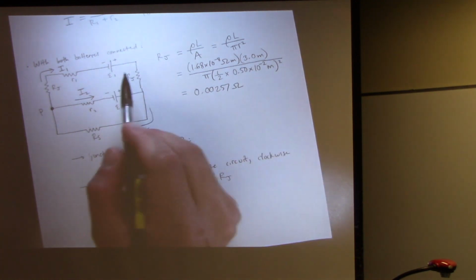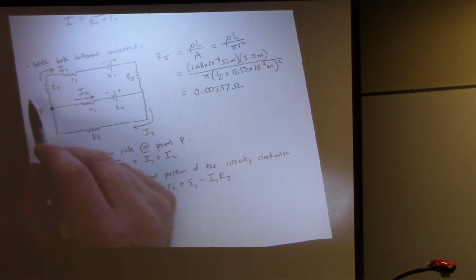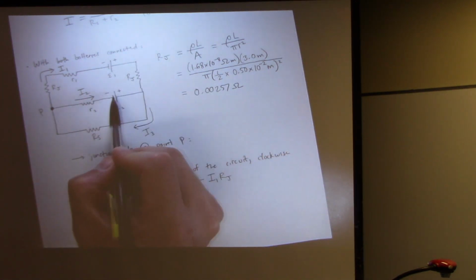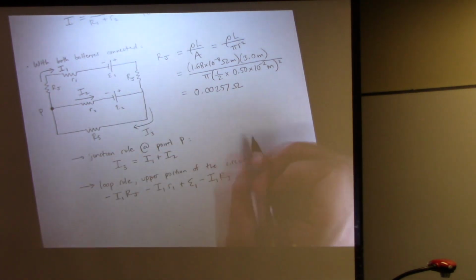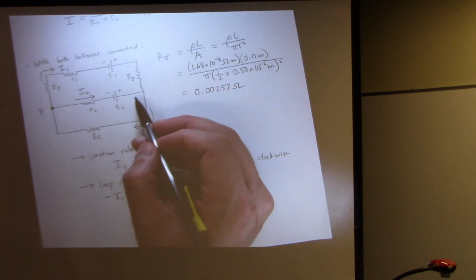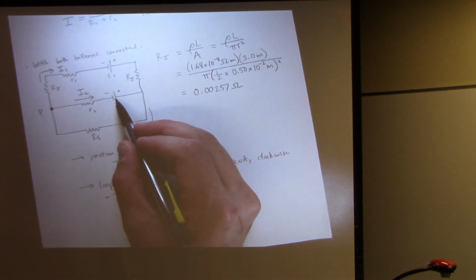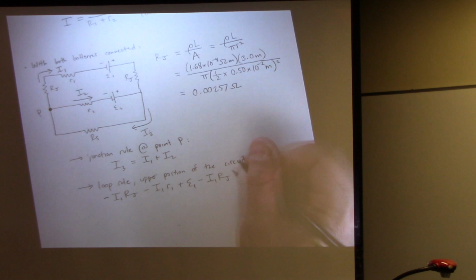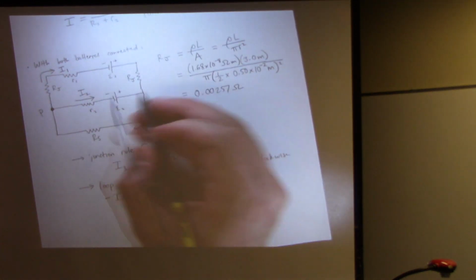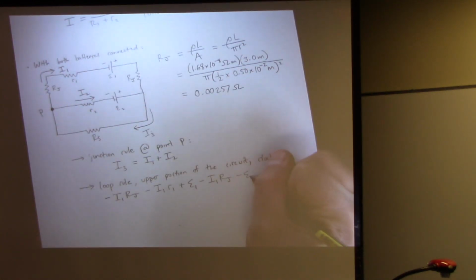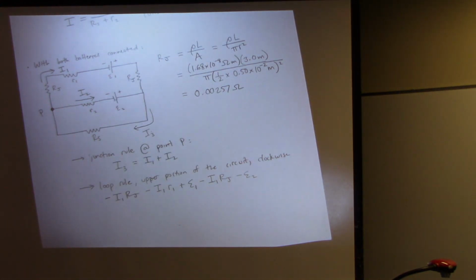Okay, so we're not actually done with our loop. We have to get all the way back to point P, which means we're going to go across this middle part. And the first thing we're doing is we're going across the EMF of the second battery. This is the weak one. But in this case, we're going from positive to negative. So we have minus epsilon 2 for that.